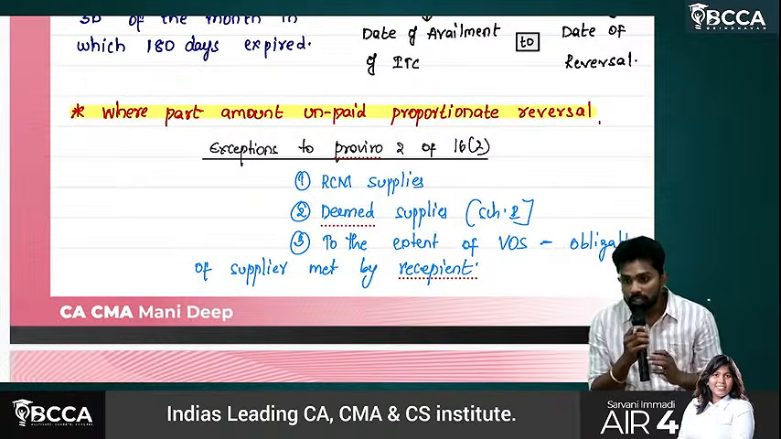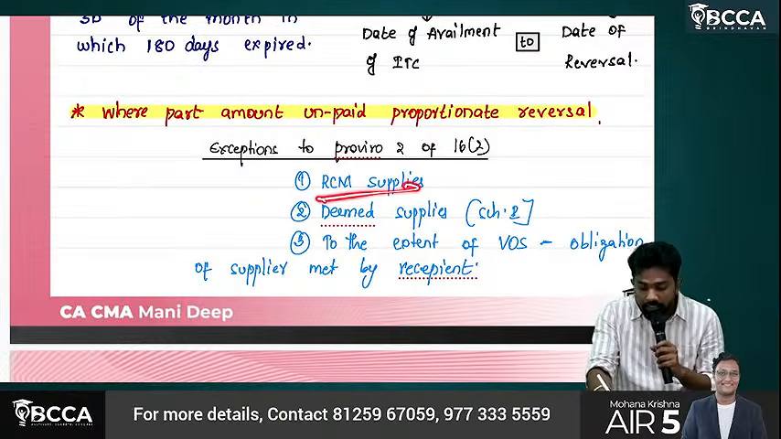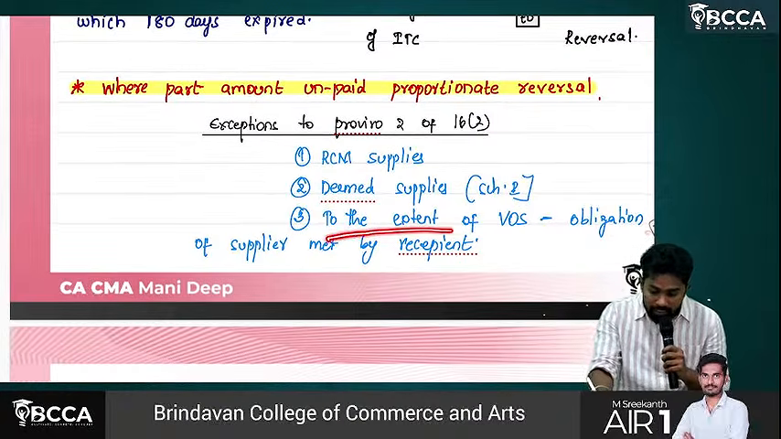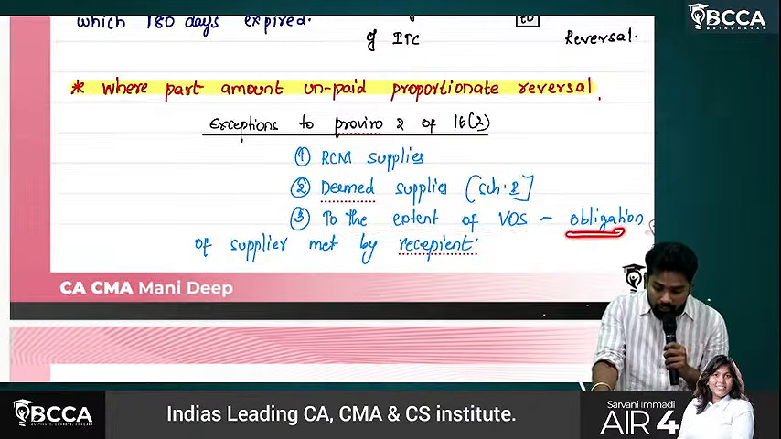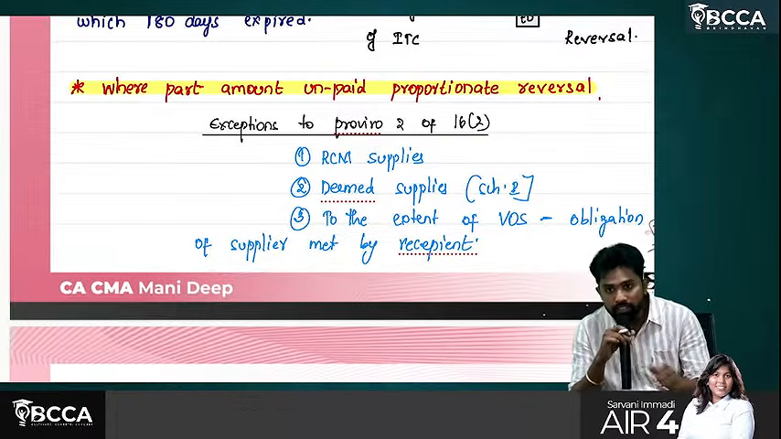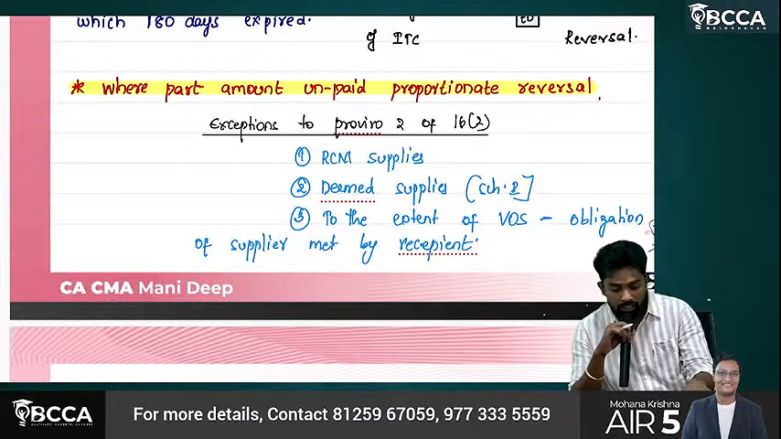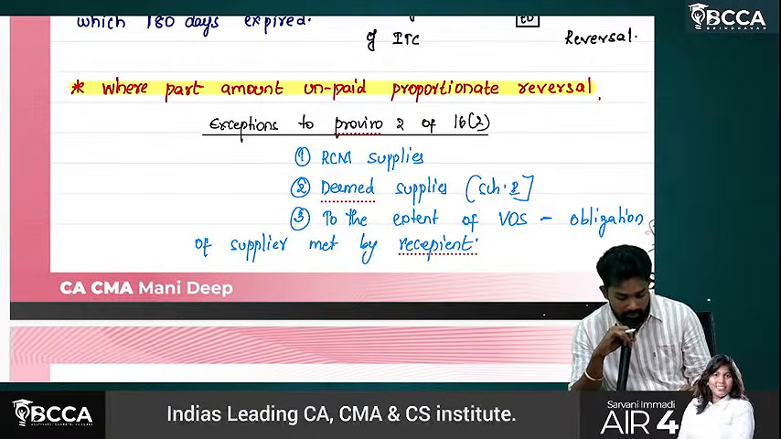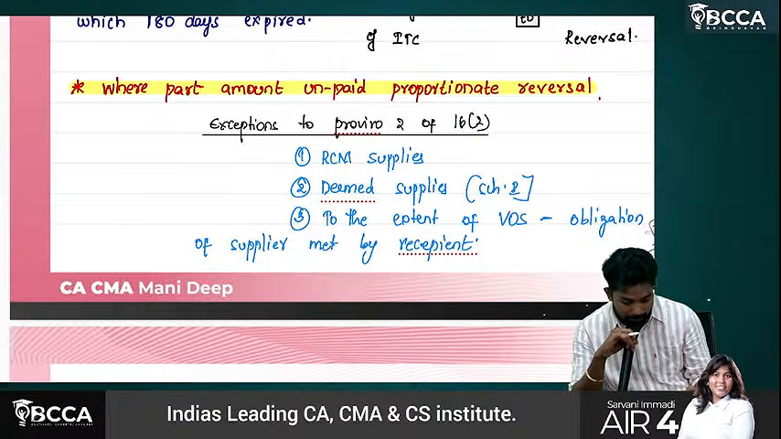If there is no consideration, how can he make the payment within 180 days? That's not possible. That's why in RCM supplies, deemed supplies, and the third one, sir, to the extent of value of supply where the obligation of the supplier is met by the recipient.